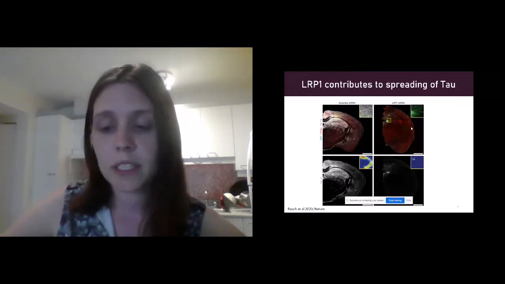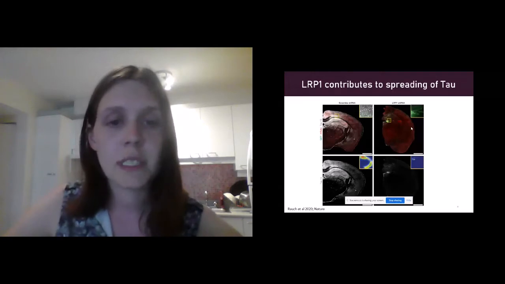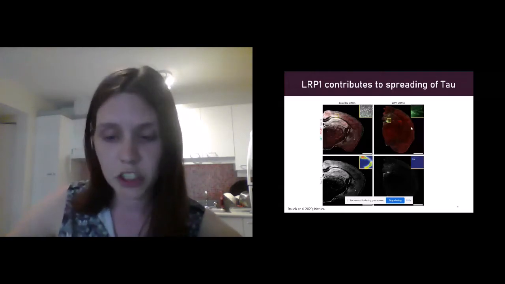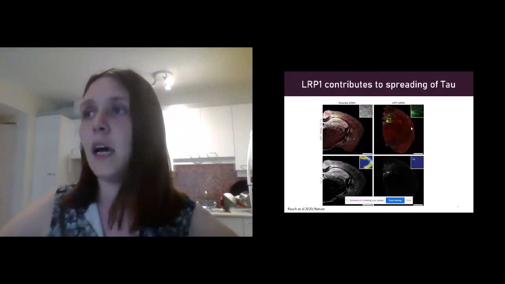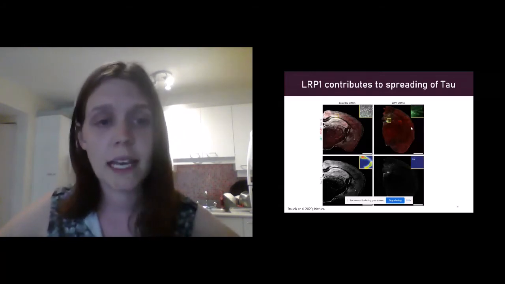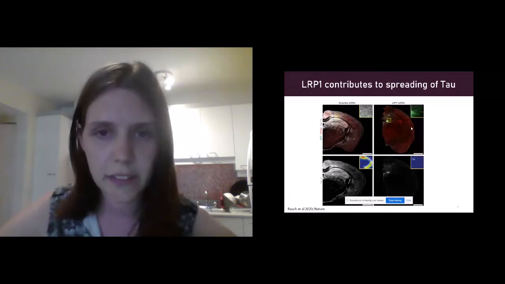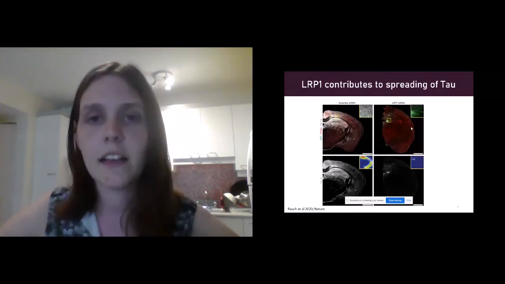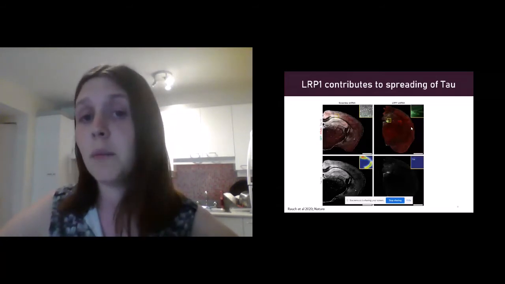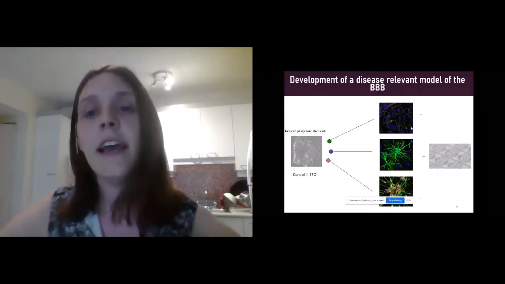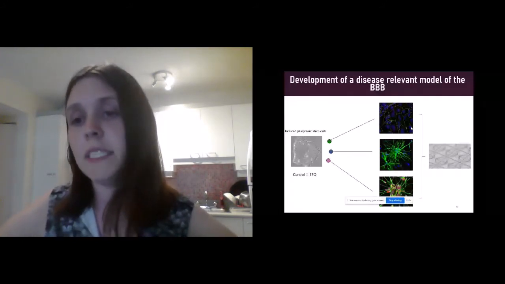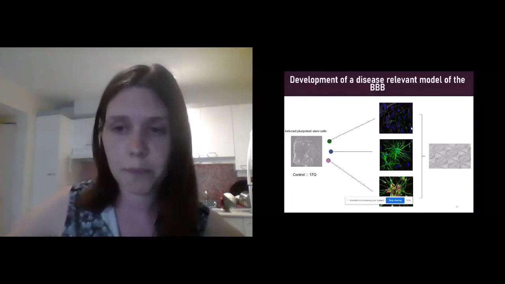I'm going to talk about the in vitro model first, which is something I've been developing for about the last year. So I started with human-derived induced pluripotent stem cells that come from just a control individual. And I've taken these cells and differentiated them into brain microvascular endothelial cells, astrocytes, and neurons. And then I've combined all of these cell types into a complex 3D model.